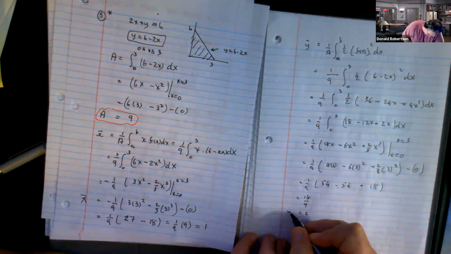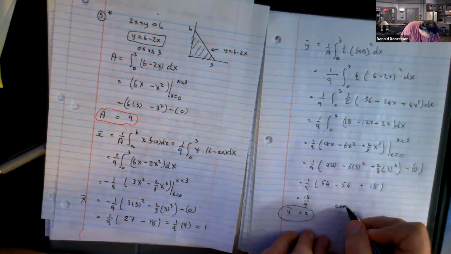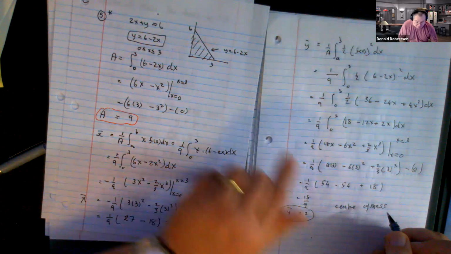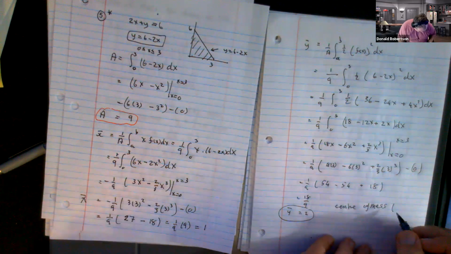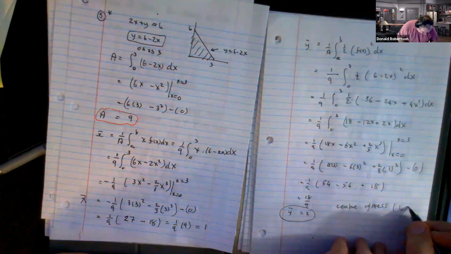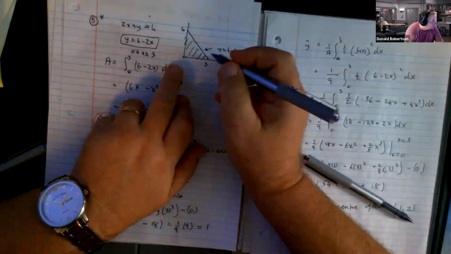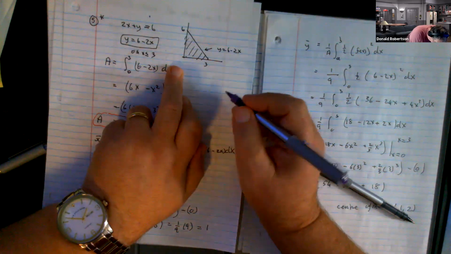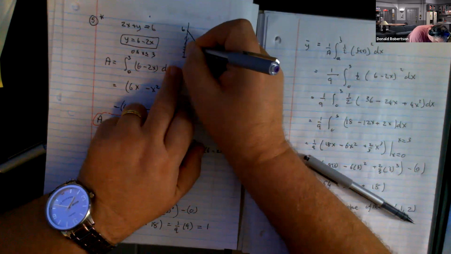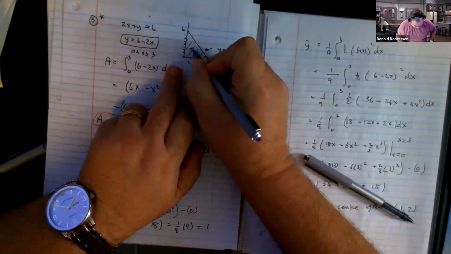So y bar is 2, which means the centre of mass for that triangle happens to be at x bar equals 1 and y bar equals 2. So probably not where you would have thought it should be. It's about here. I don't know, maybe that is where you thought it would be.